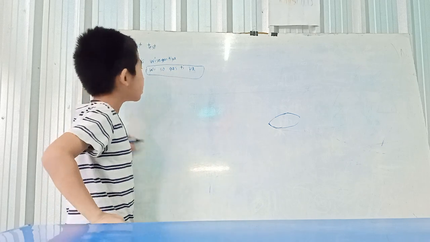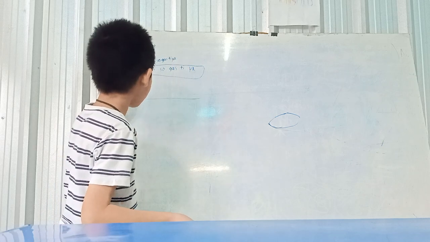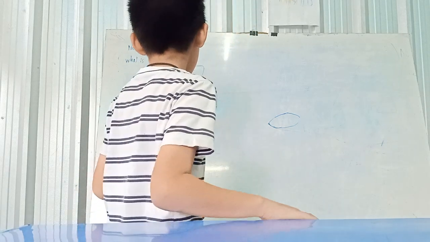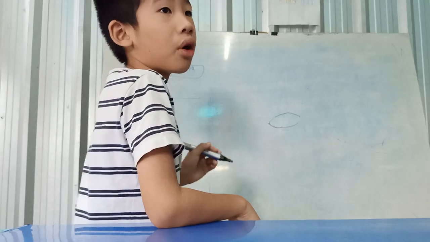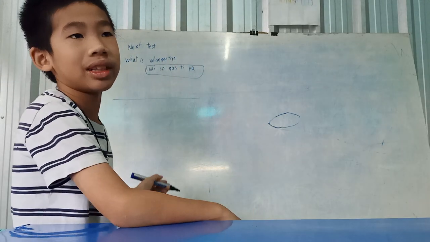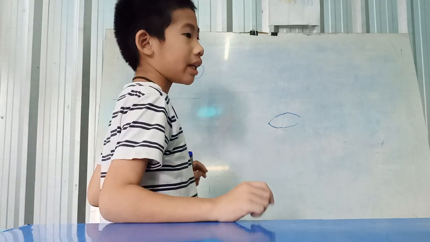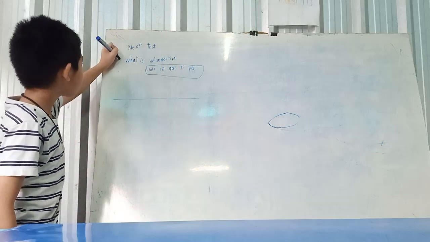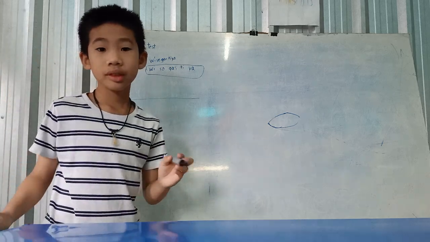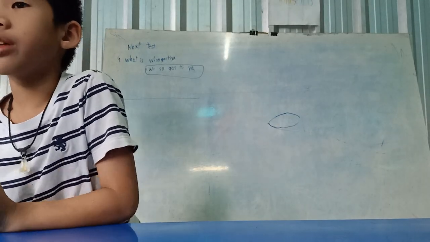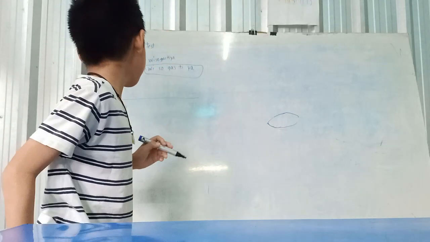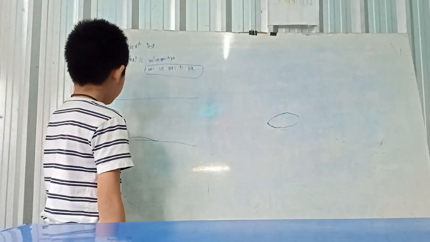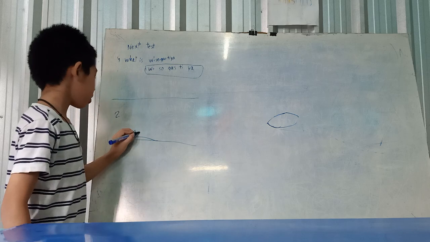So number one, what is physogastria? You have to write the answer. To put more eggs, just to put more eggs. After that, number two: what is the first stage of an ant? You have to answer: eggs.